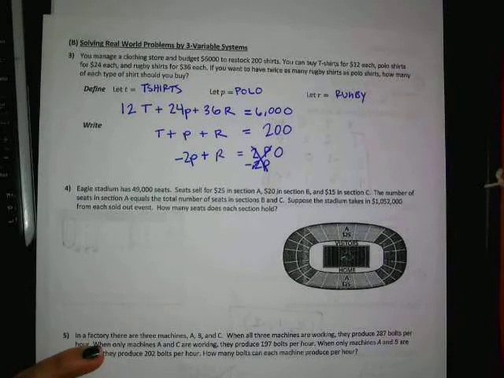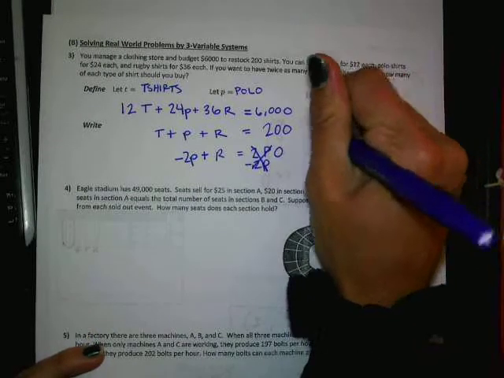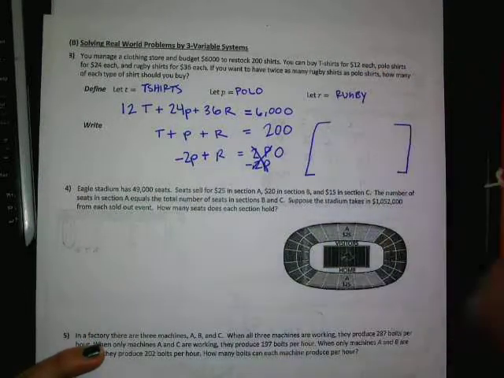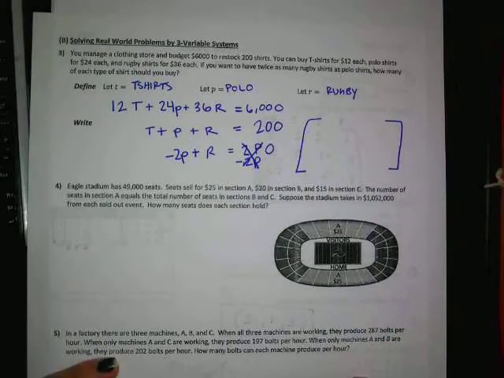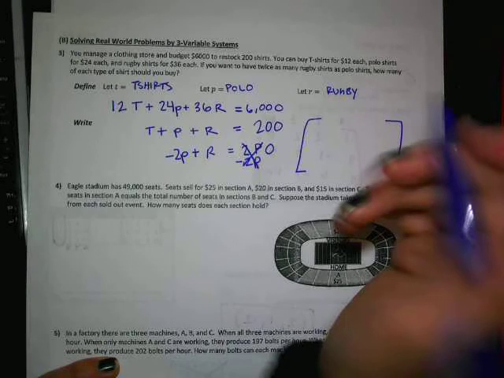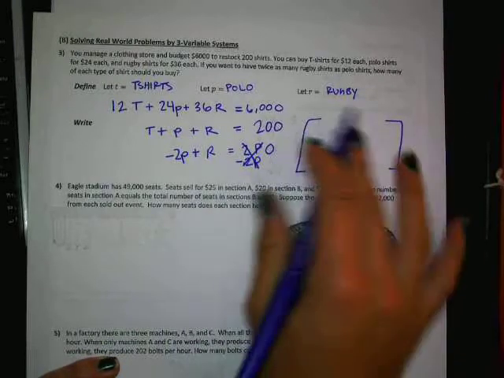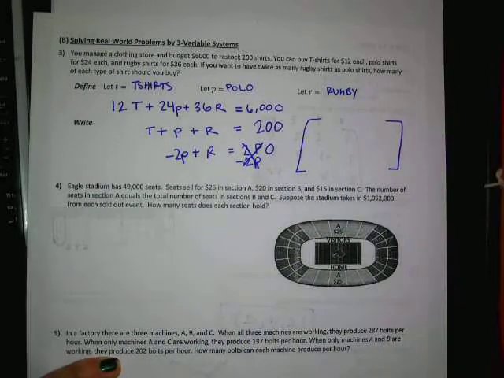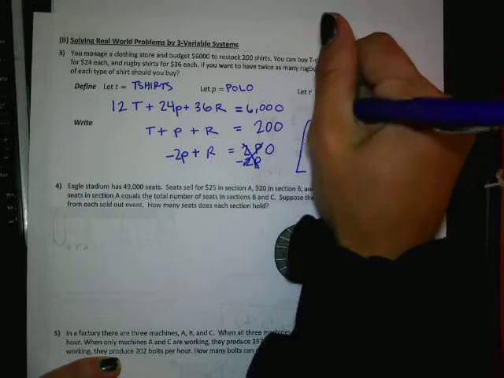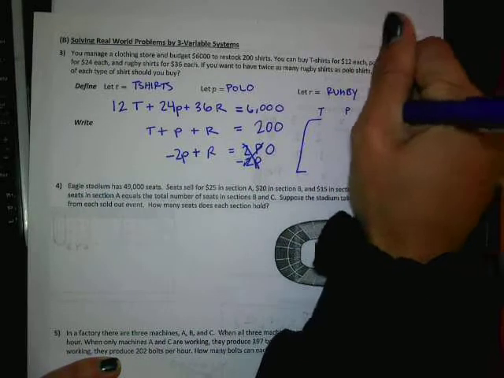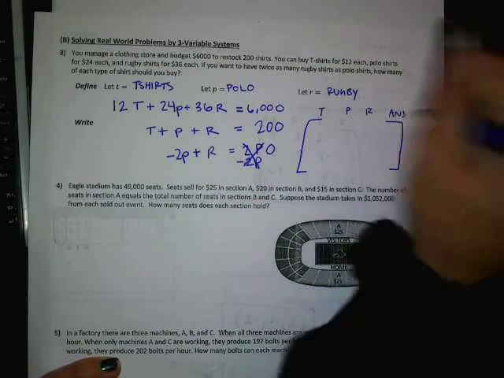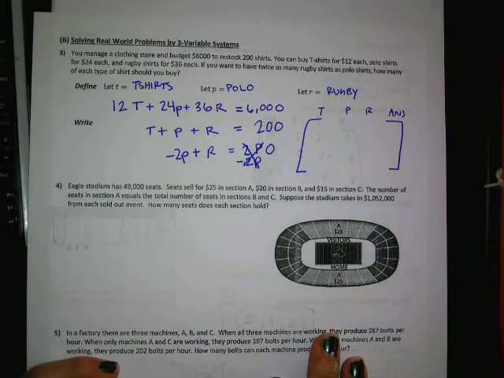Wait, so negative 2p, please? I did it differently. I did 2p minus R equals 0. That's fine. When you write your matrices, label your columns. So I'm going to have a t-shirt column, a polo column, a rugby column, and an answer column.